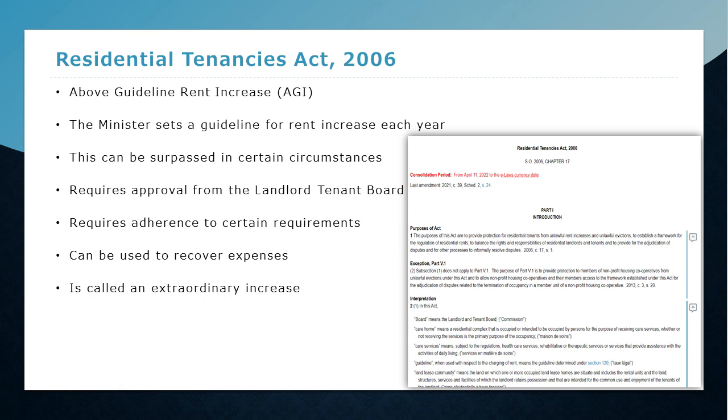The Residential Tenancies Act 2006, RTA, sets rules for rent increases in rental properties. The RTA also requires the minister to set a guideline for rent increases every year, which is the maximum amount that a landlord can increase rent for a current tenant without approval from the Landlord and Tenant Board, LTB. Generally, landlords can only increase rent by the guideline amount, but under certain circumstances, a landlord can apply for an increase above the guideline to recover expenses not taken into account in calculating the guideline. This is called an application for an above the guideline rent increase, AGI.